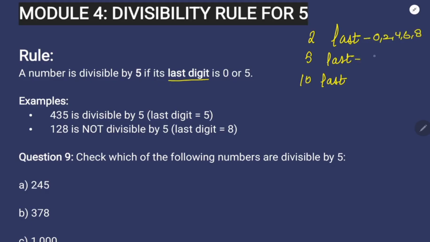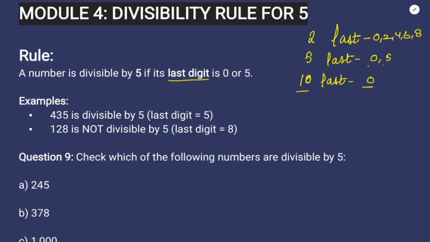For 5, if the last digit is either 0 or 5, then the number is divisible by 5. If the last digit is anything else except these two, then you will say the number is not divisible by 5. For 10, if the last digit is 0, only then is the number divisible by 10. Otherwise, the number is not divisible by 10.